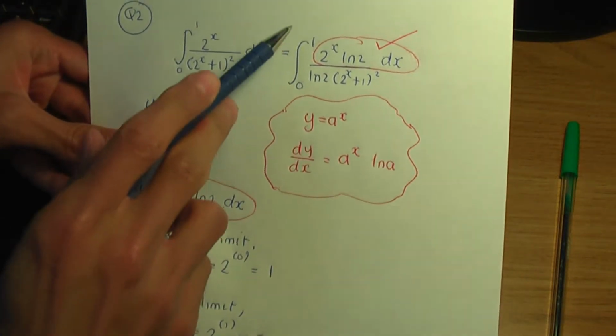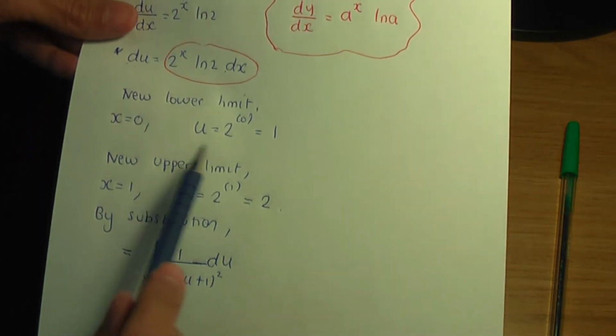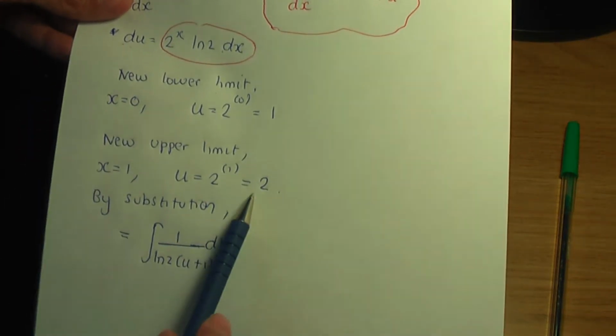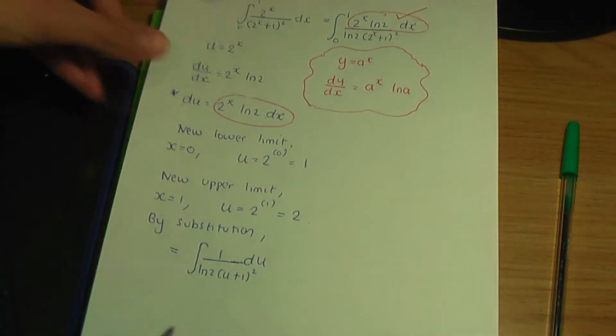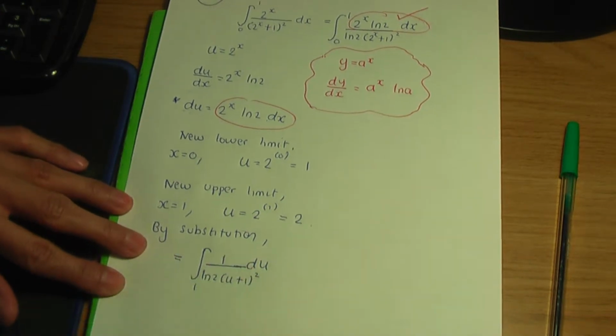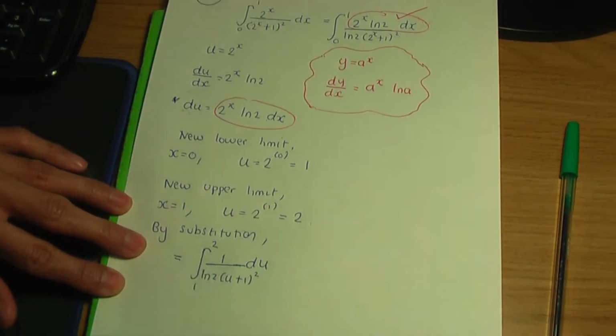And as for the limits, the new limits correspond to 1 and 2. 1 is the new lower, 2 is the new upper. So let's include those. So 1 new lower, 2 new upper.